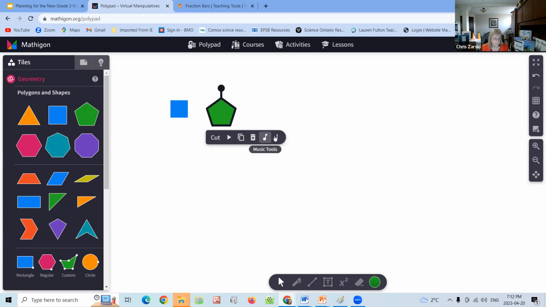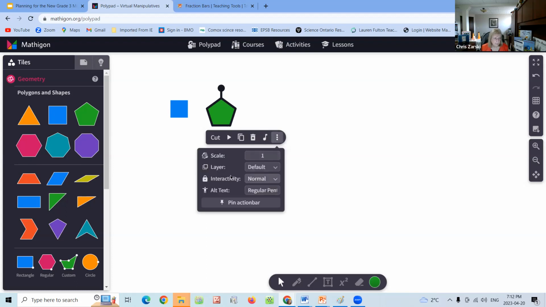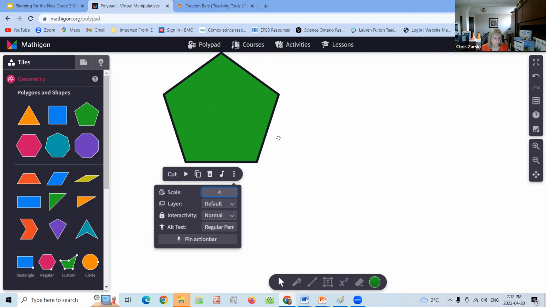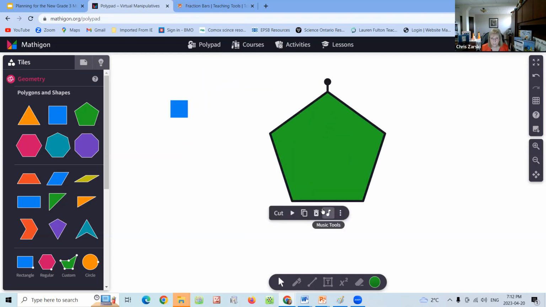And any one of these can be enlarged, by the way. They don't have to be small like this. You can take the scale, and if I just change the scale to 4, it'll be 4 times the original. This will make it easier for projecting, right? So I can do that work there.